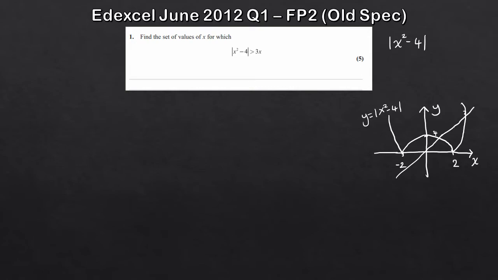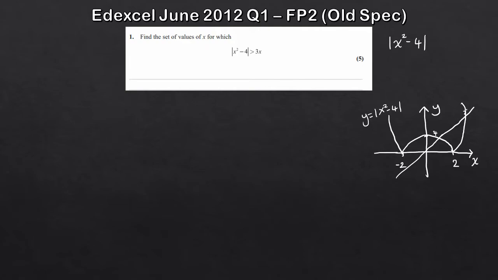Something like that. Again, don't have to be perfect. Again, we're just kind of doing it to get a better idea of the problem. So what we're looking for here is where is our modulus, or the graph of this modulus function here, where is it above the line y equals 3x?